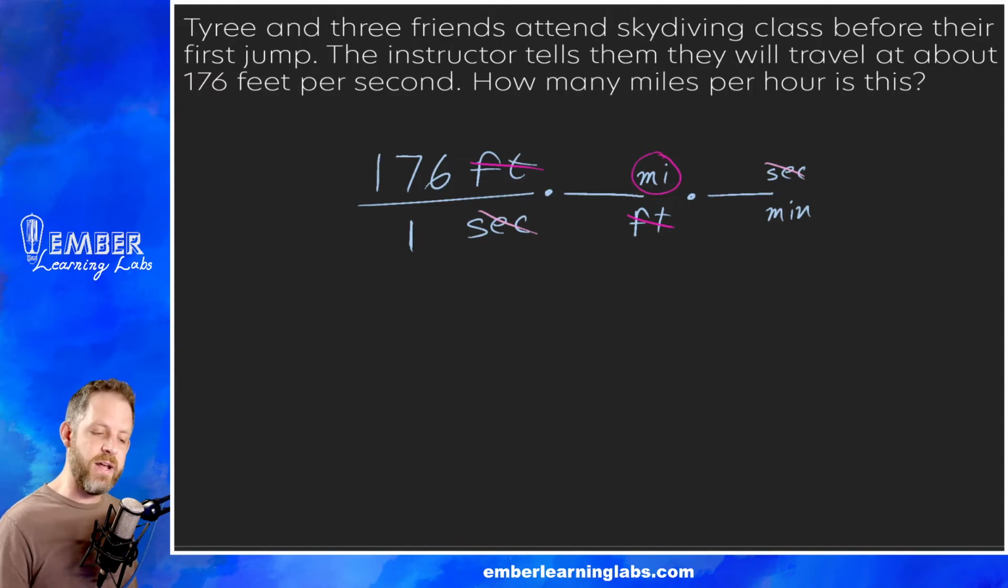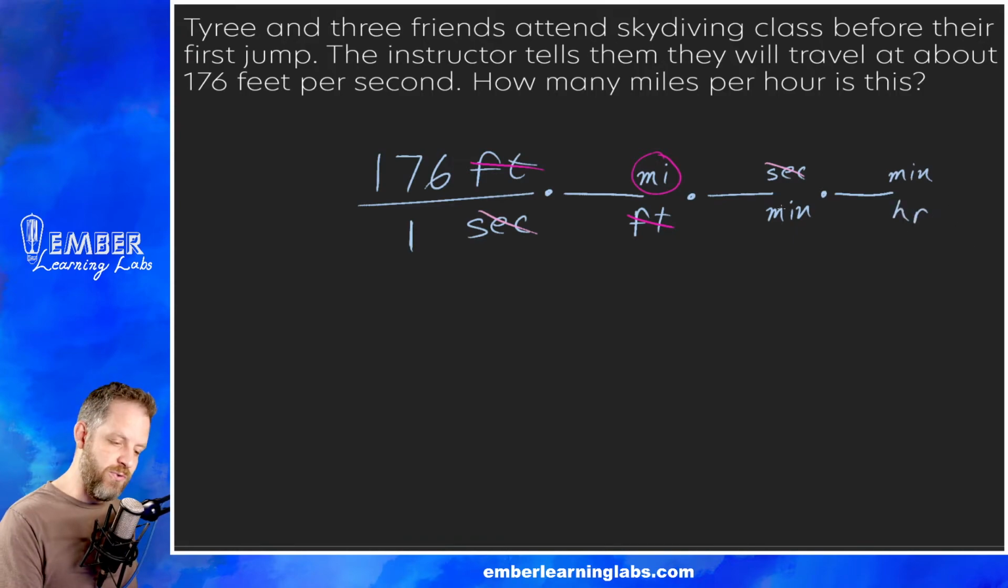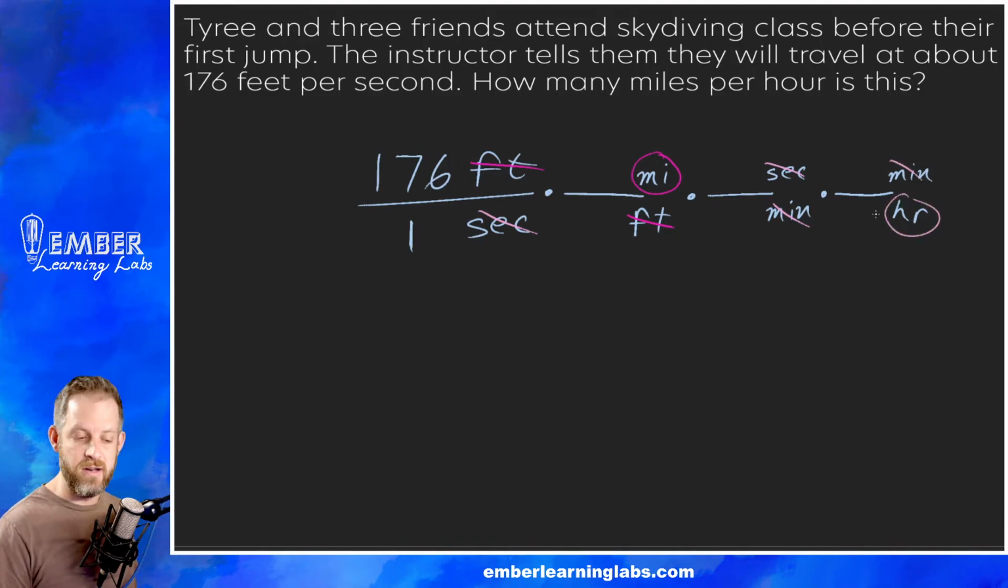And if we're not where we want to be, we need another times fraction bar. So we're going to put another times fraction bar, right? And then we need to cancel the minutes, so it's going to go up on top. And then we're going to put hours on the bottom, which is great, grand, and glorious because we want miles per hour. Right?